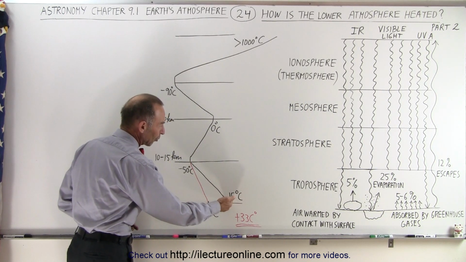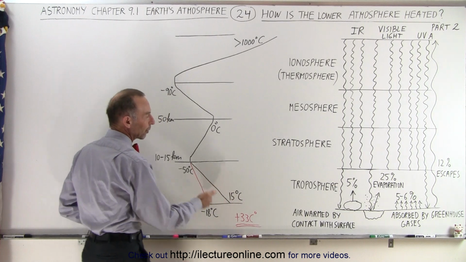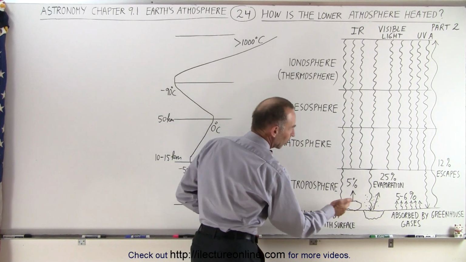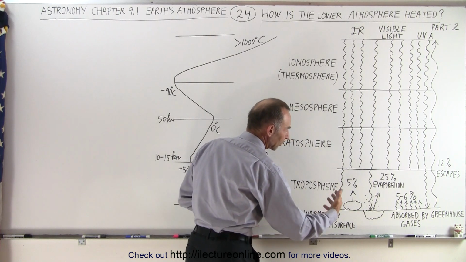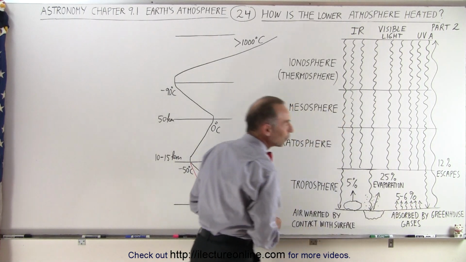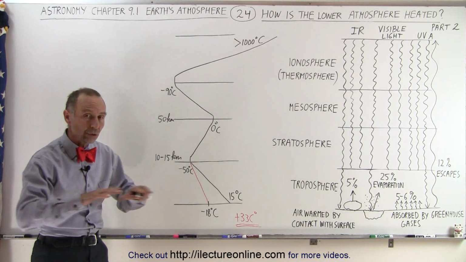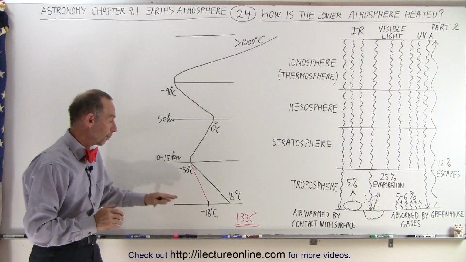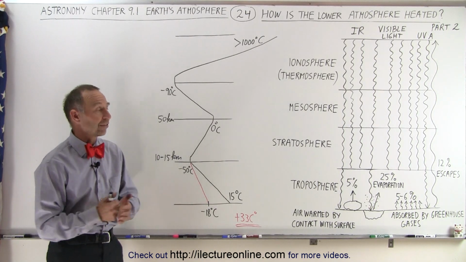This is caused by the slow migration of the heat from the surface of the Earth back into the troposphere through evaporation, through the heating of the air, the expanding of the air with contact with the surface, and through the greenhouse gas absorption. That's really the main way in which the Earth stays nice and comfortably warm, much warmer than it would be if those greenhouse gases weren't there. And that's how it works.